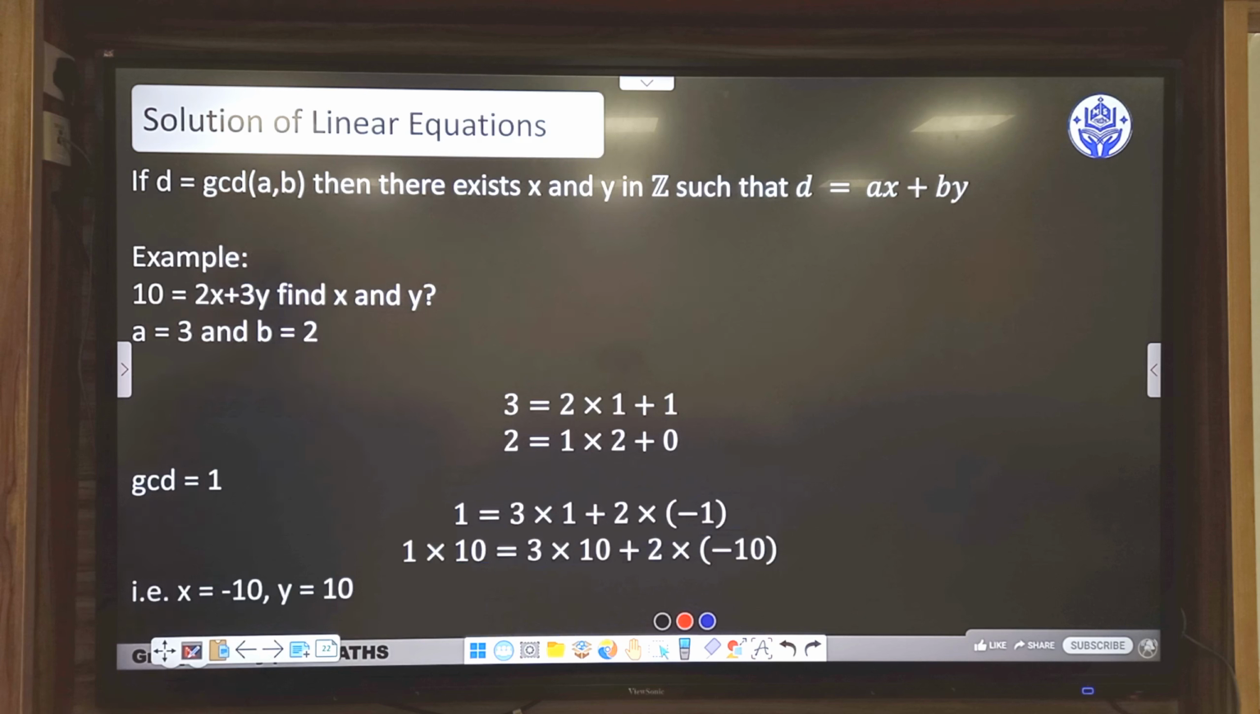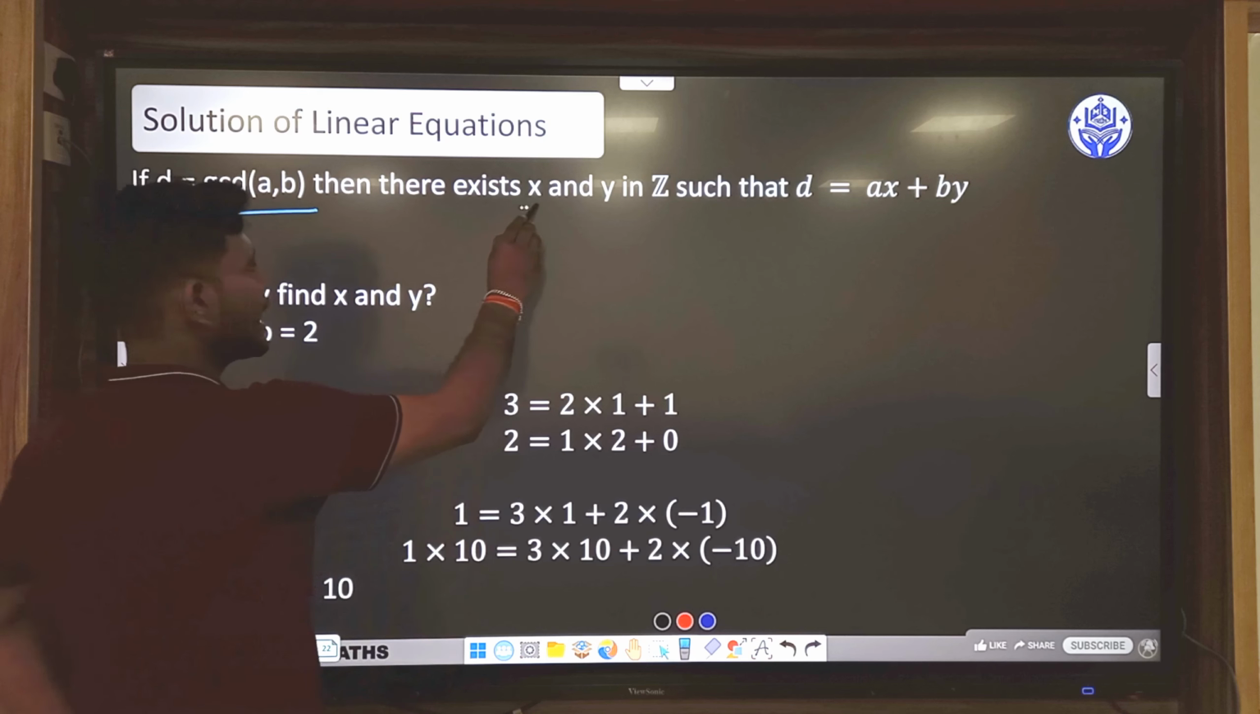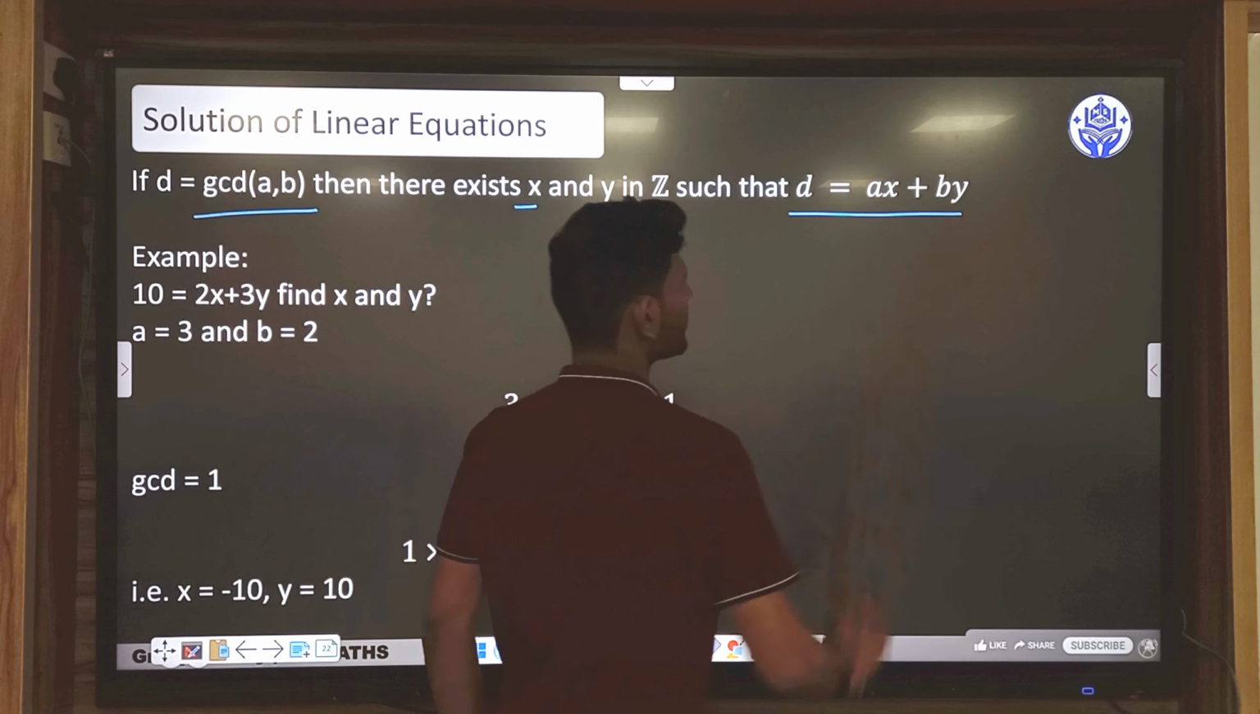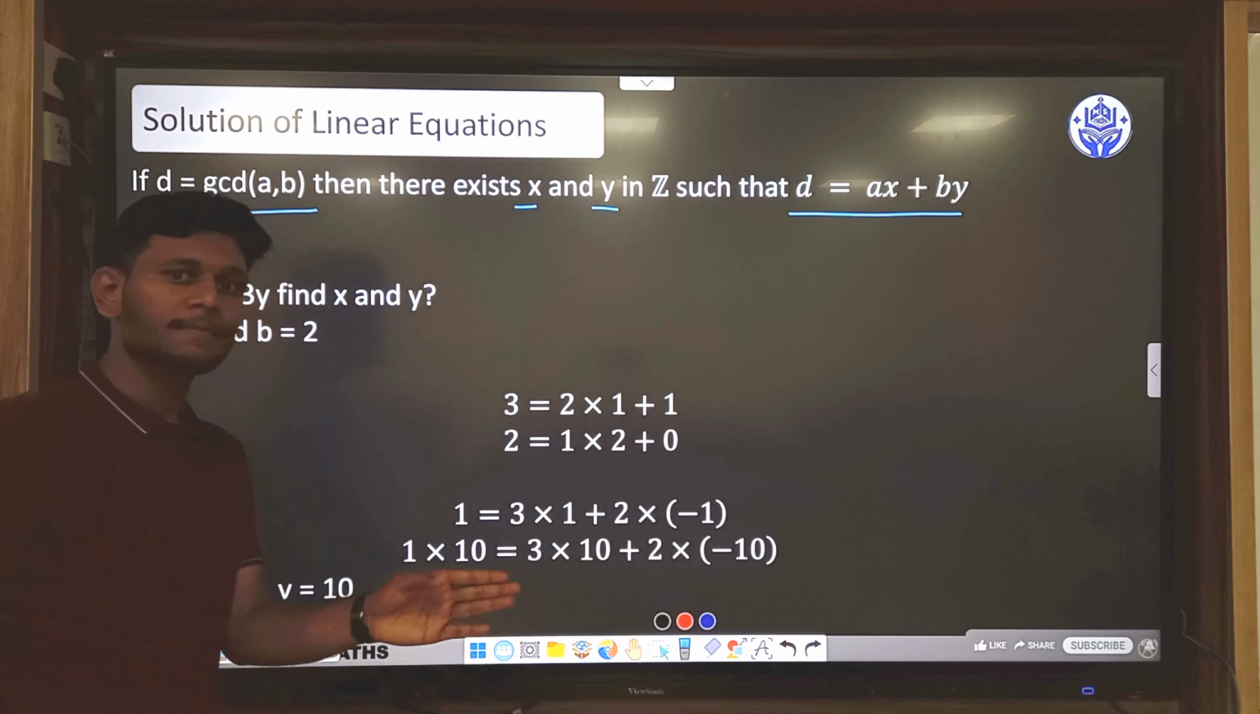Next, the solution of linear equations. How can you find the solution of a linear equation using the Euclidean lemma? If D is the GCD of A and B, then there exist X and Y in Z such that the GCD can be written in the form AX plus BY.